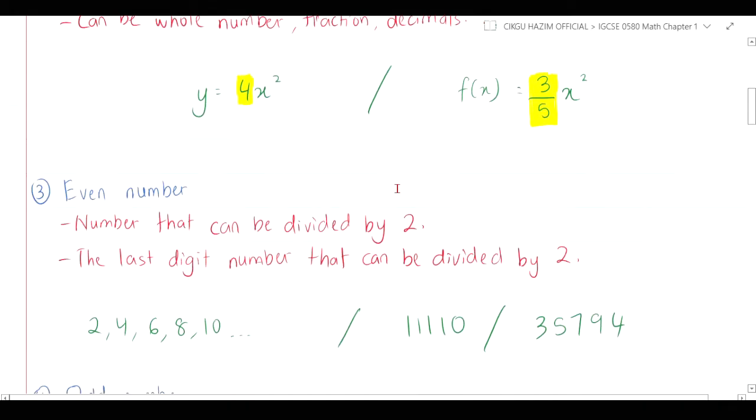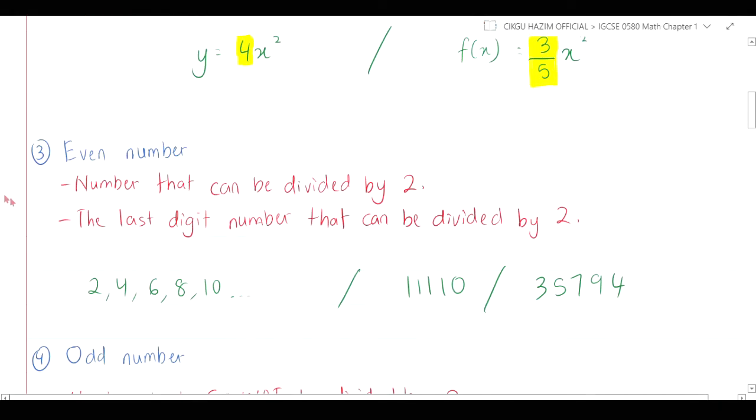Okay. Next thing, even number. This is very simple. Number that can be divided by 2. How to know it? Just look at the last digit. If the last digit can be divided by 2, that is an even number. For example, we know that the even numbers start with 2, 4, 6, 8, and 10. Alright, that's even number. But what if we have 1, 1, 1, 0? 1 is not an even number. Another 1 is not even. But the last digit can be divided by 2, and this is an even number.